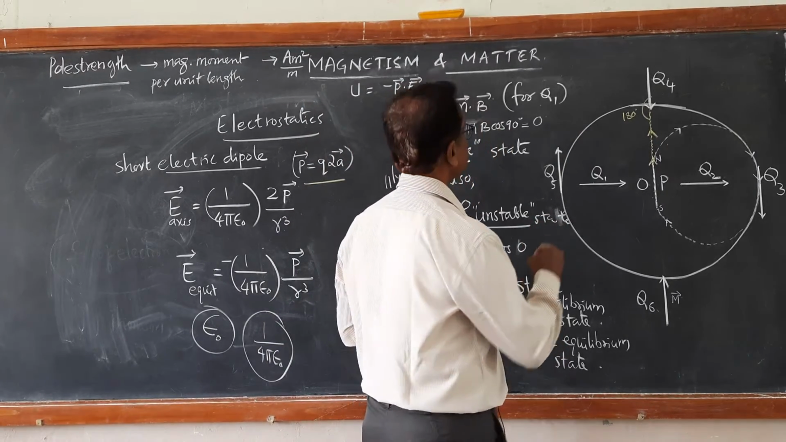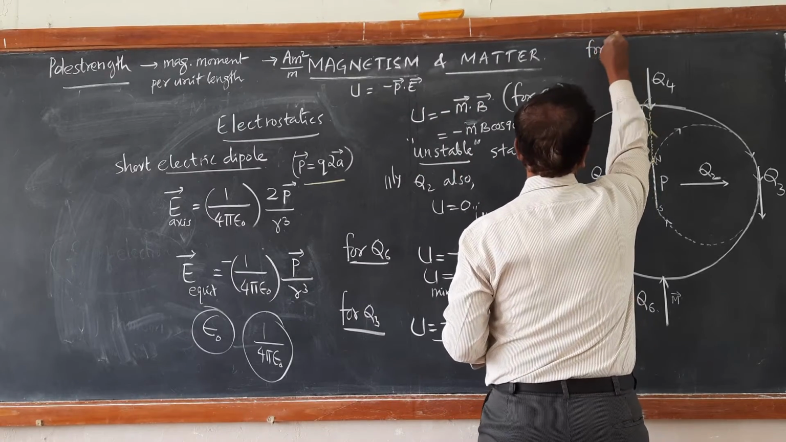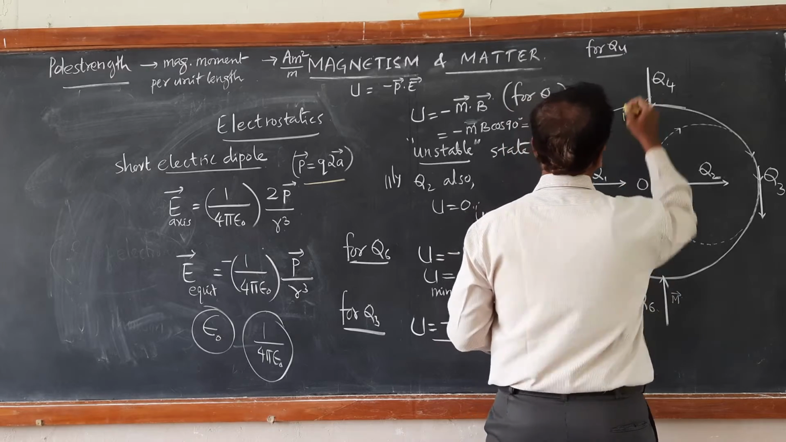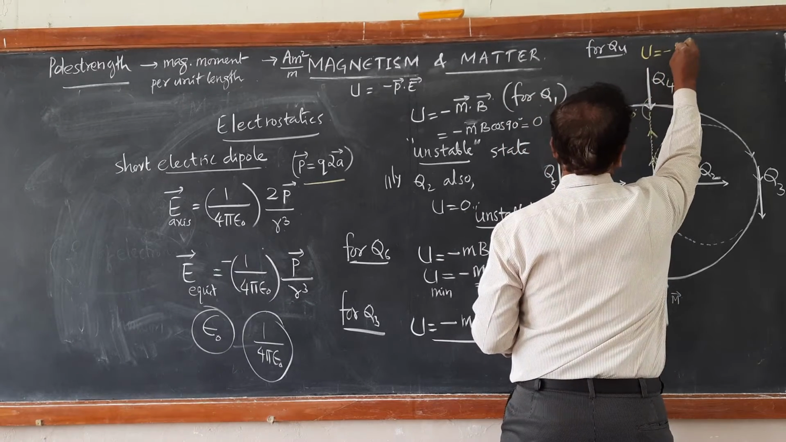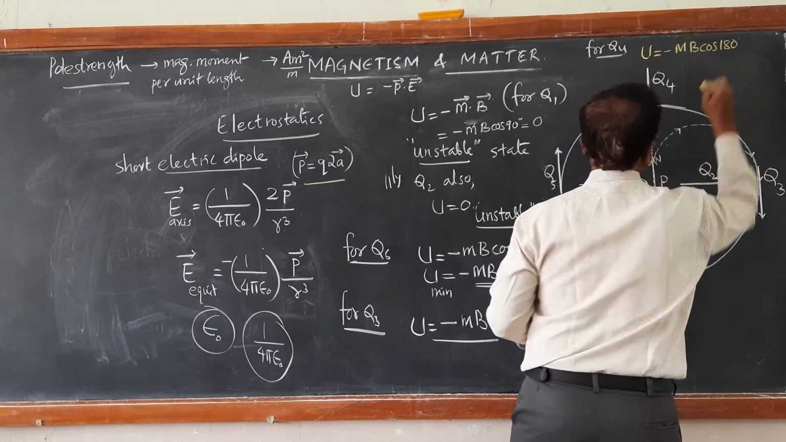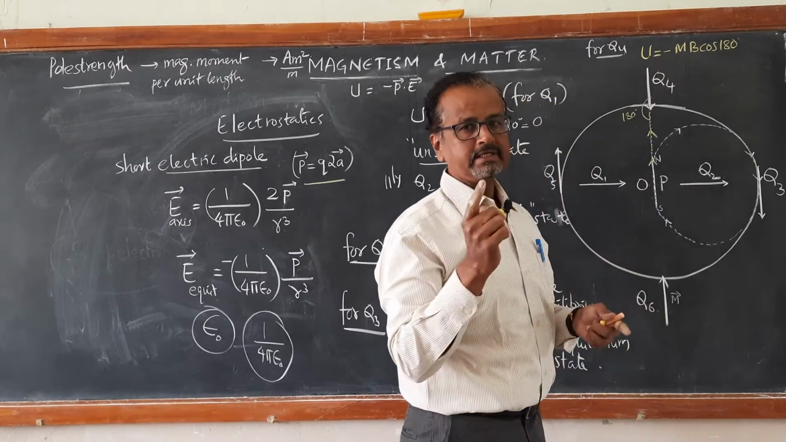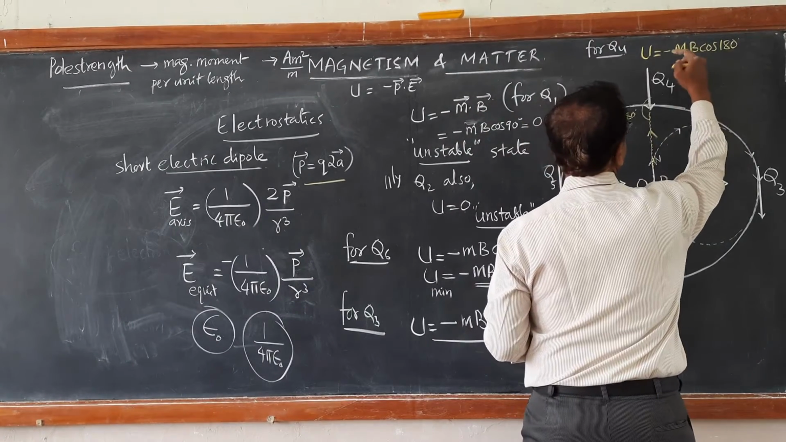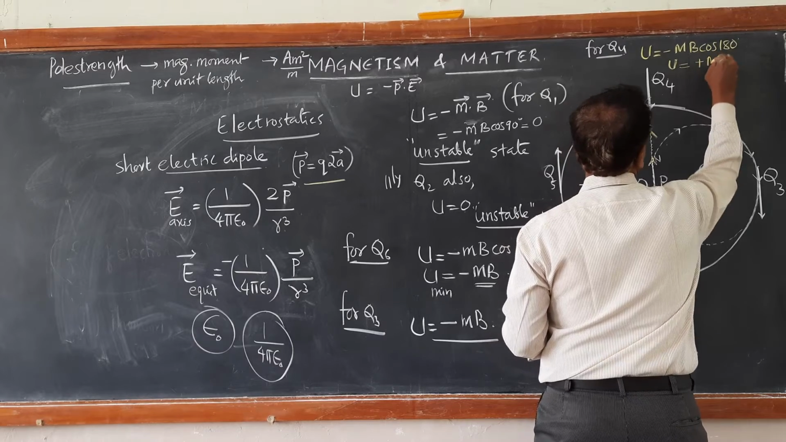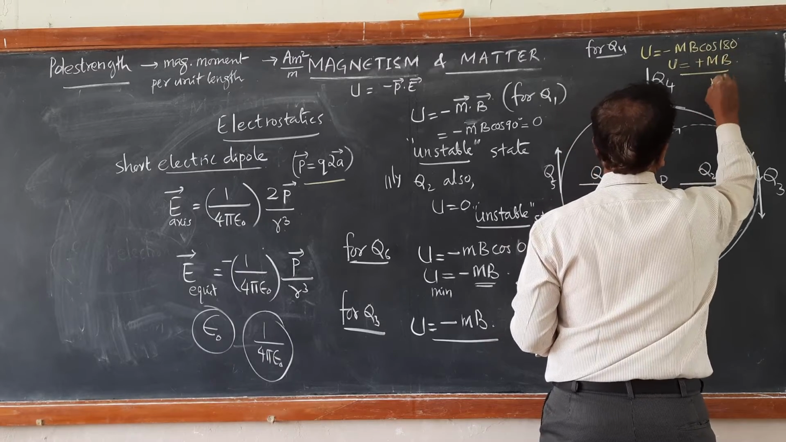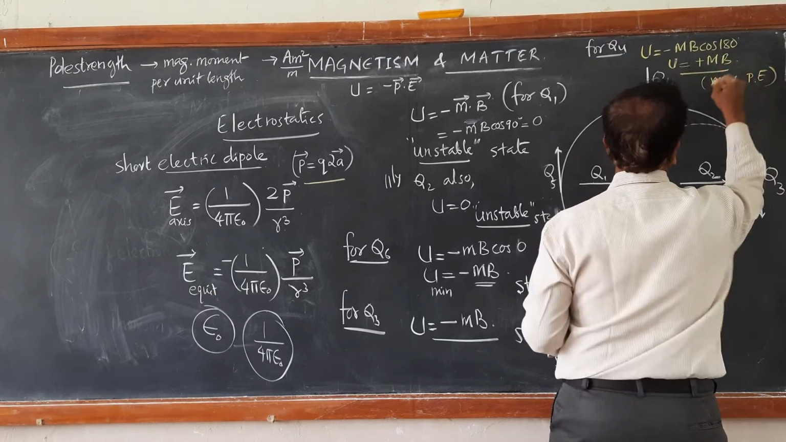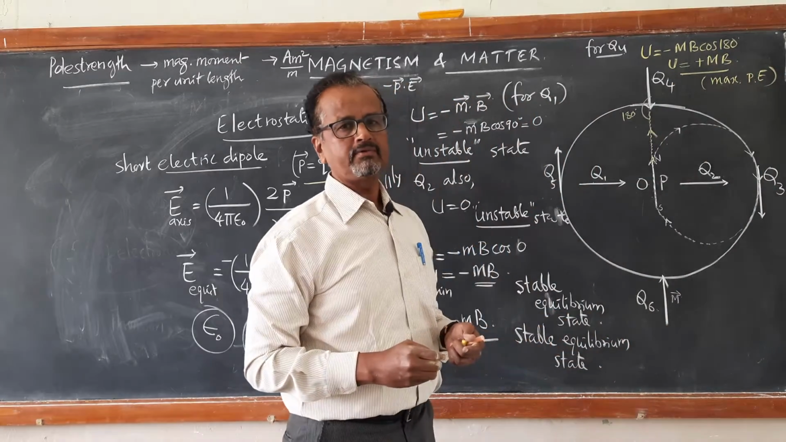Why is it the most unstable state? Look at this. For Q4 position, you can calculate here itself. U is equal to minus mB cos 180. Cos 180 is minus 1. So minus of minus becomes plus. So you will get potential energy to be maximum. So maximum potential energy, that is positive value of product of mB.